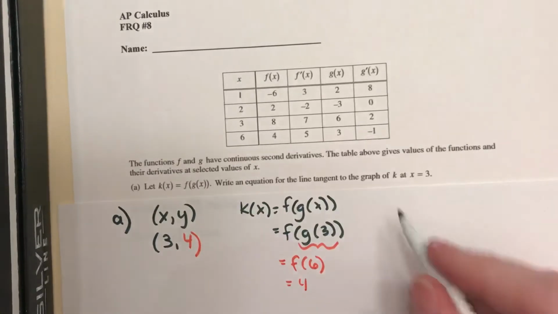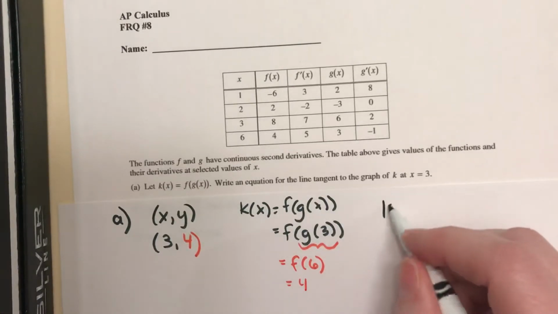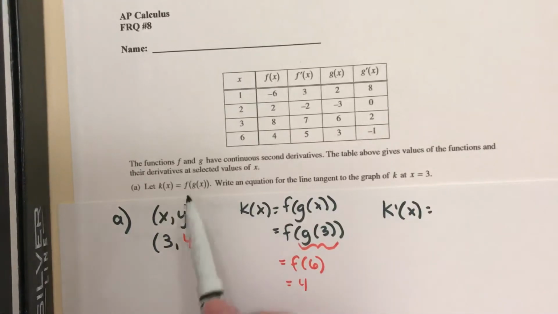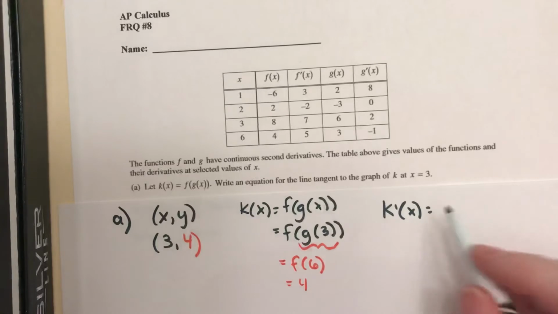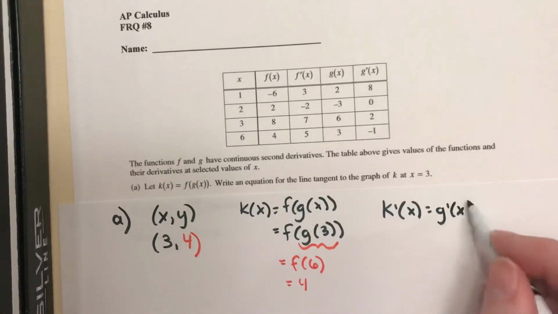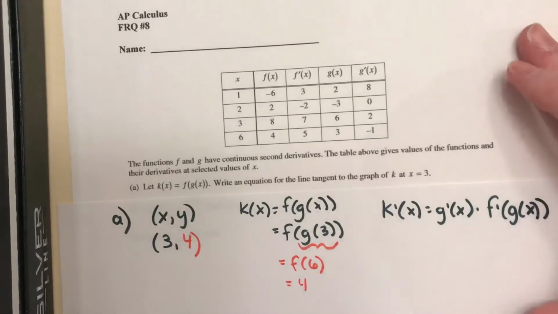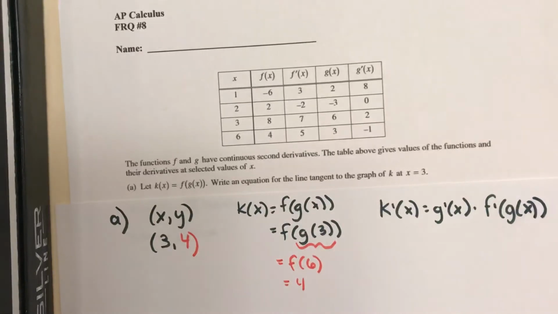Okay, now the next part, I need the slope. So I need to find the derivative of k of x. We have f of g of x. This is a chain rule. I'm going to first take the derivative of the inside. The derivative of the inside is g prime of x times the derivative of the outside, which would be f prime, and we leave the inside alone. So that's just your generic plain chain rule.